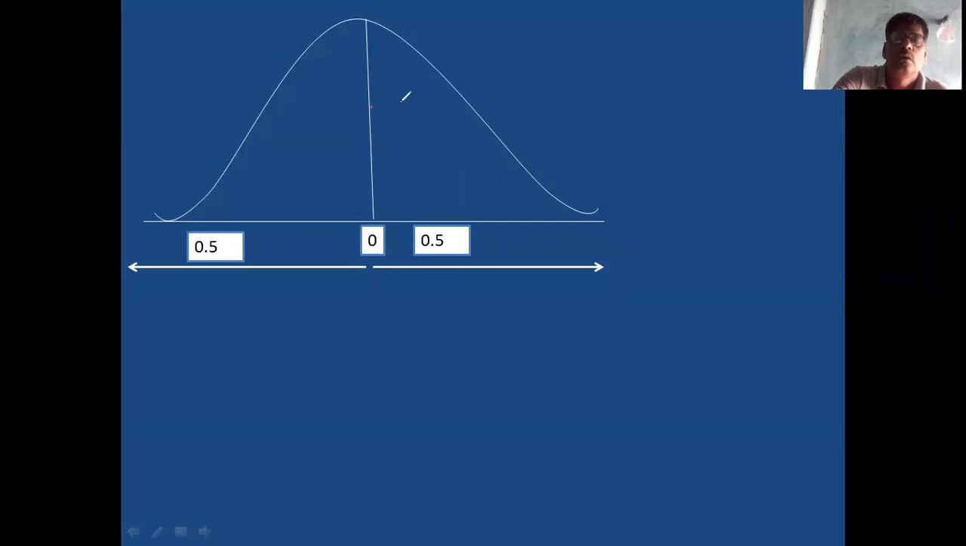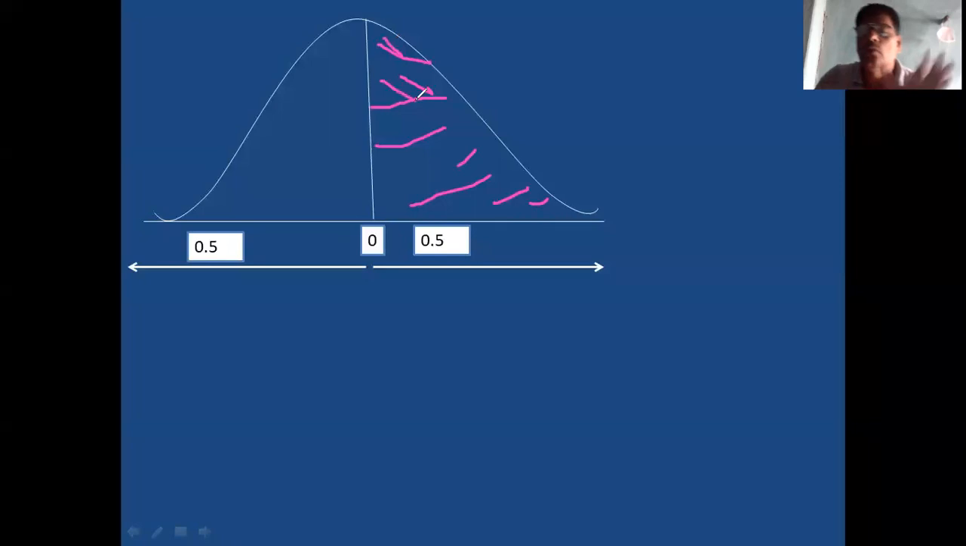You see here, this area, the total area, this is 0.5. This will not be given to you in the problem. In the problem, from 0 to plus infinity, there is 0.5 area. This is the point you remember.